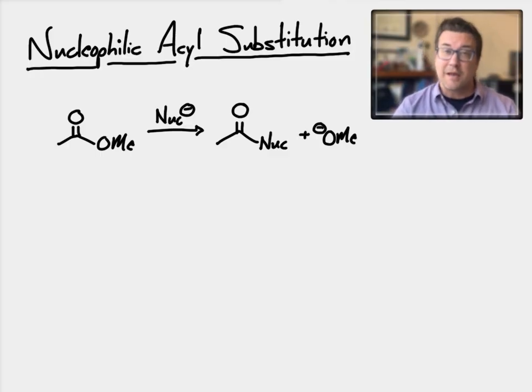Hello. Today we're going to talk about nucleophilic acyl substitution reactions. In a nucleophilic acyl substitution, you have a carbonyl group and a nucleophile, and that nucleophile gives you a new or different carbonyl. In this case, you have an OMe, or a methoxide, that ends up being a leaving group, or it leaves the molecule. So let's look at how this works.